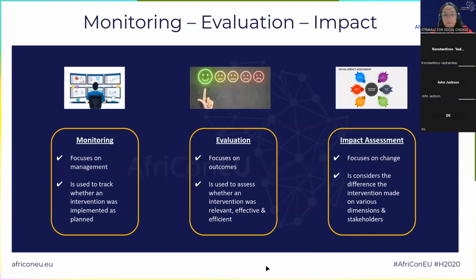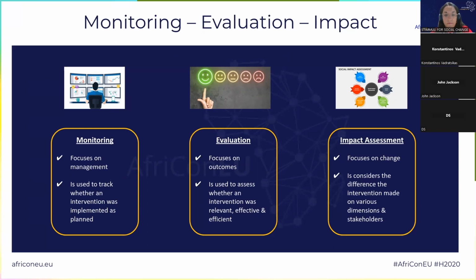In fact, monitoring, evaluation, and impact assessment are three different things, with distinct objectives, methods, and tools. Monitoring refers to tracking the implementation of a project or intervention, focusing on agreed targets such as the number of actions implemented, attendance rates, etc. And it should be understood as a management tool. On the other hand, evaluation examines whether an intervention has produced the expected outcomes and whether it is relevant, efficient, and effective.